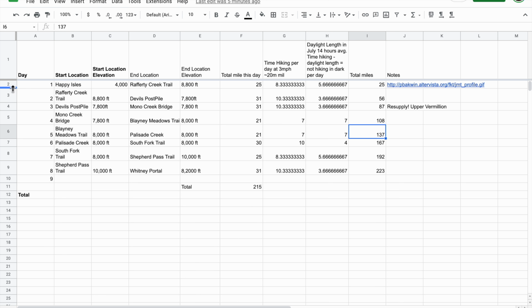So day 1, Happy Isles to Rafferty Creek, camping at just under 9,000 feet. Day 2 is a big mile day, another big mile day. All these first 3 days are big mile days. Gets us to Devils Postpile. And the end elevation is just under 8,000 feet, so that's a sleep low. Day 4, ending at Mono Creek Bridge, same elevation as the day before, but another 31-mile day. And so these are like 10-hour days on trail.